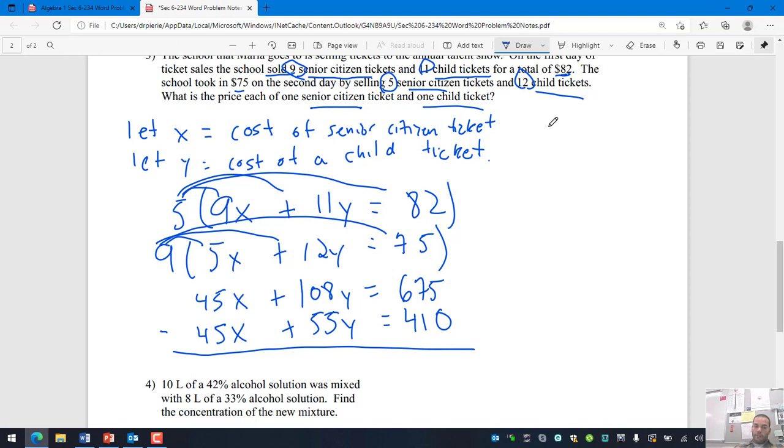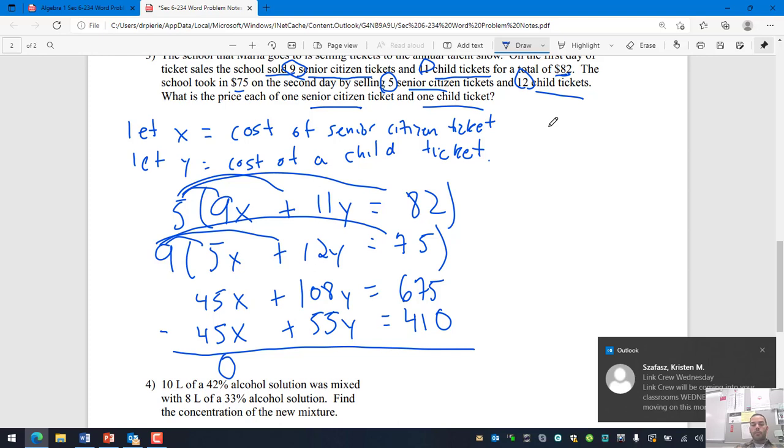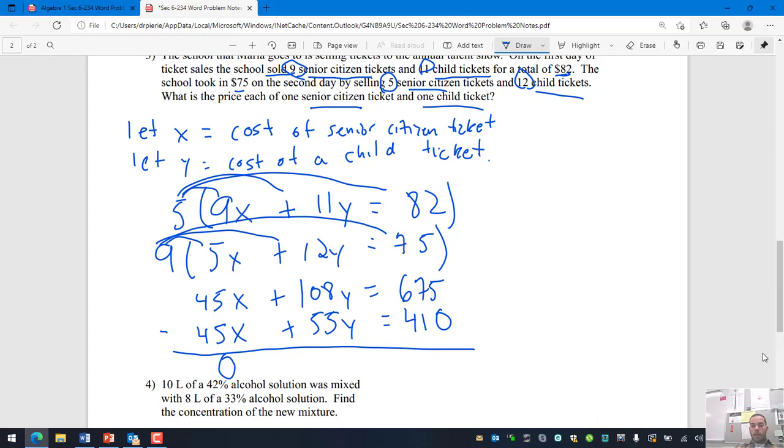The first thing I'll see here is 45x minus 45x. If I start with 45x's and I take away 45x's, I'm left with 0. The x's eliminate, which is exactly what I want. I want to get rid of one of my variables. I got rid of my x's. So I keep going. I do 108 minus 55. 108 minus 55 is equal to 53. I'll have 53y equal to 675 minus 410. 675 minus 410 is equal to 265.